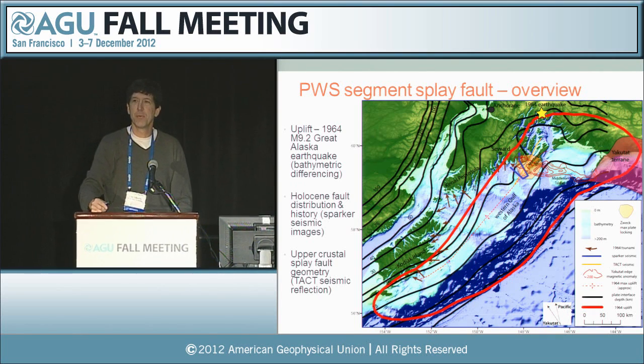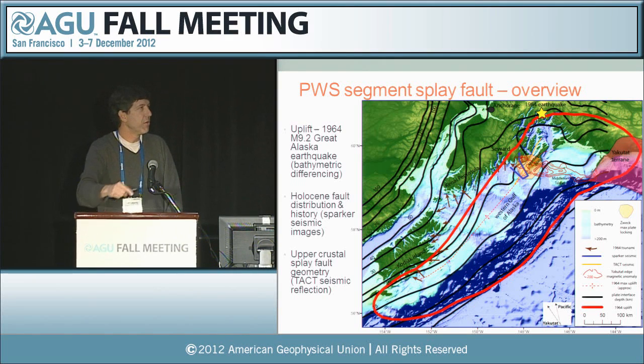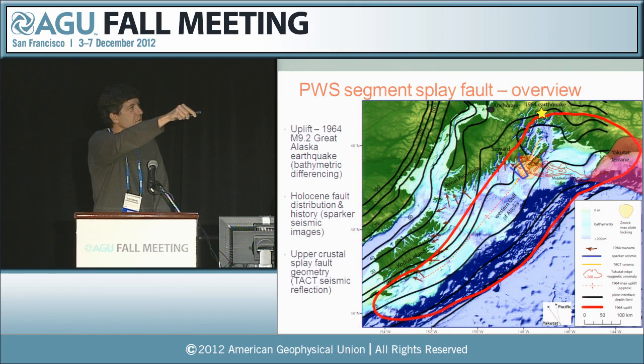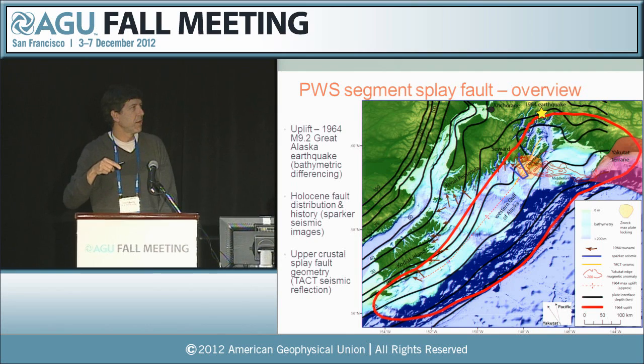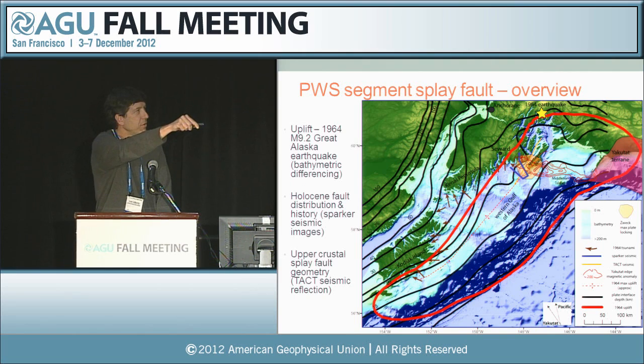What I'm going to talk about is a compilation of 3 different data sets, all focused on this area. One, we're looking at some bathymetric differencing of data from the 1920s versus data that was collected post-64. We're going to look at a couple of Sparker high-resolution seismic profiles, both along the edge of this subducted plate and then outside of the plate on this purple line. And lastly, we're going to look at some data from the TACT seismic experiment from the late 1980s, the profile that extends along Montague Strait offshore and outside of the boundary of that subducted Yakutat slab.